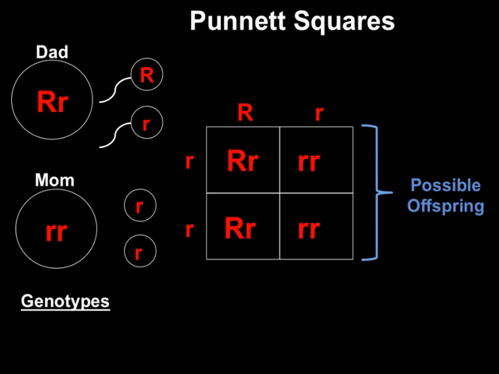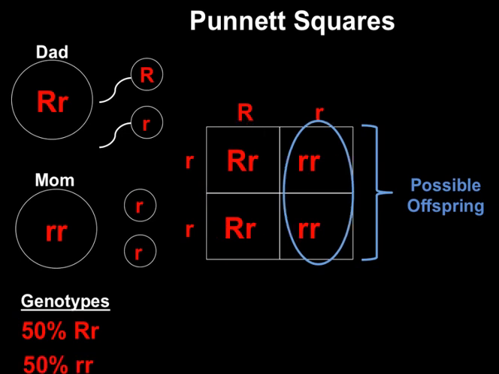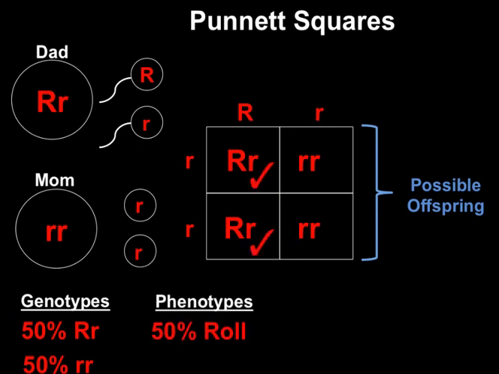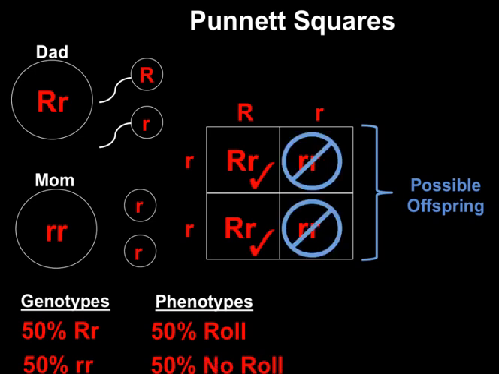So if I look at the genotypes, I would say there's a 50% chance that you get heterozygous and a 50% chance that you get homozygous recessive. And then for the phenotypes, there's a 50% chance you can roll your tongue and a 50% chance you can't roll your tongue.